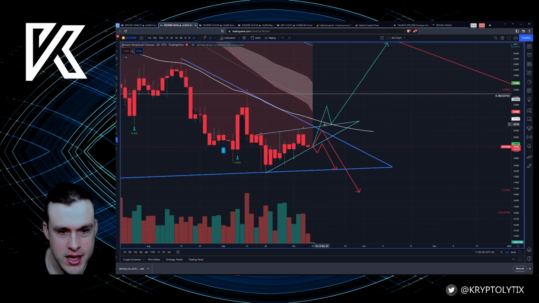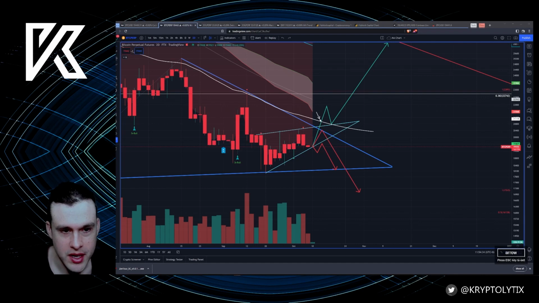If we can break this 21 SMMA, because if you can see, we've just been rejected off it this whole time, right? So if we can break above it, right here, this little line here, which you can probably barely see because the bull market support band is over it, but there's a line there. That's the PSAR line. So if it touches there at all, then it'll flip to green. So to me, it touches this line, flips to green, comes back, retests the 21, and then we're off to the races.